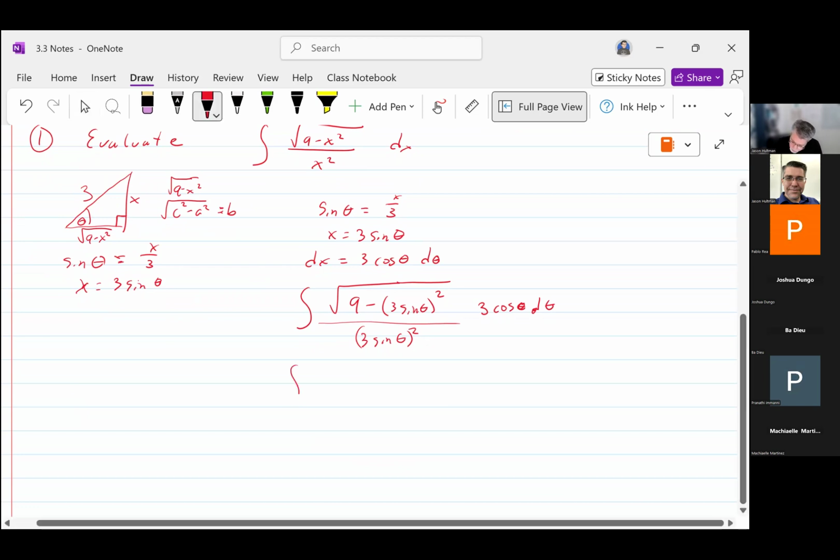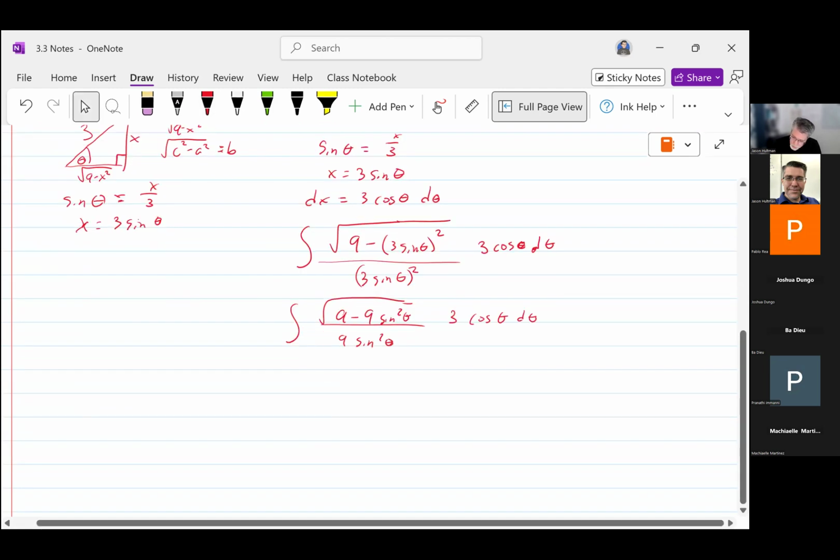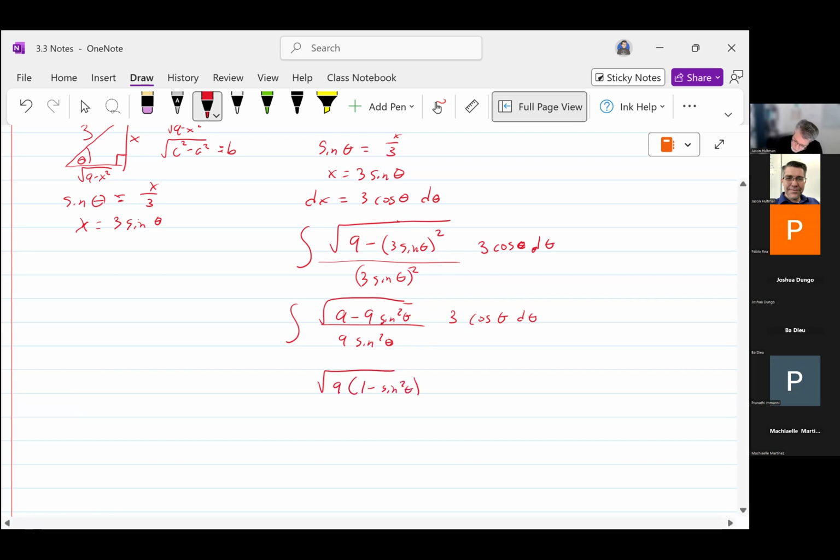Okay, so we're going to integrate the square root of 9 minus, I'm going to square this out. This becomes 9 times sine squared theta all over 9 sine squared theta times 3 cosine theta d theta. I'm going to factor out a 9. I get the square root of 9 times 1 minus sine squared theta all over 9 sine squared theta, 3 cosine theta d theta.